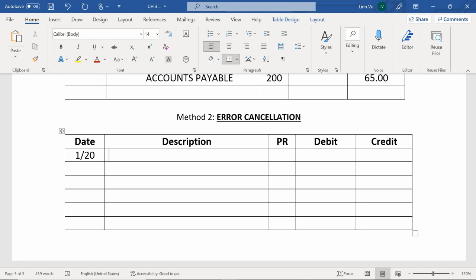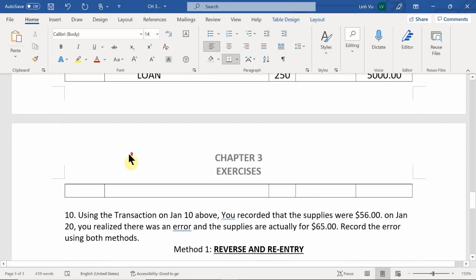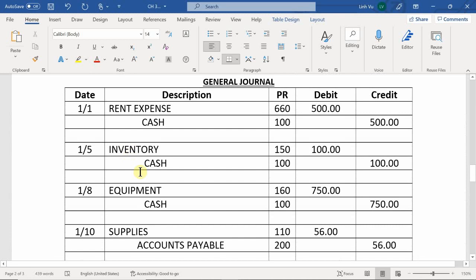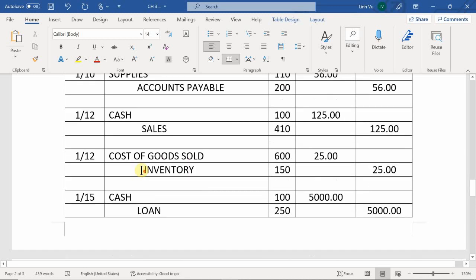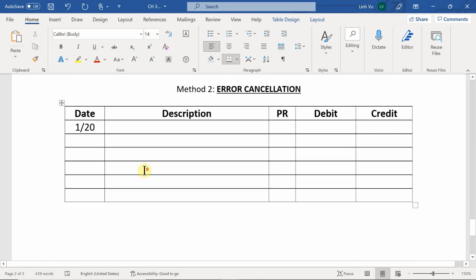So in this case, let's say I didn't do the reverse and reentry. How do I do the error cancellation method? Again, I purchased office supplies on account for $56. But in reality, I looked at my receipt again and I actually paid $65. So how do I use the error cancellation to fix this?